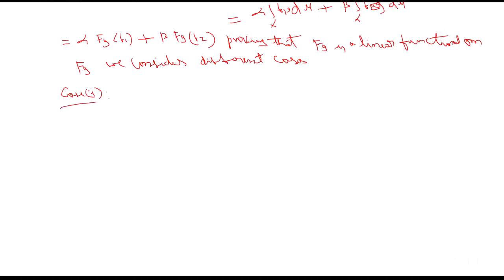Suppose P equal to 1 and Q equal to infinity. Then G belongs to L infinity mu.